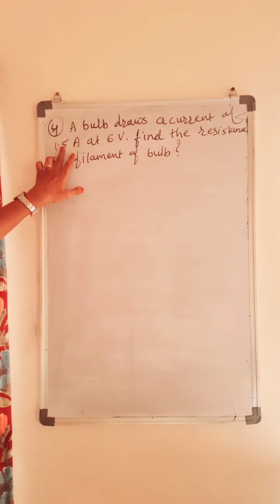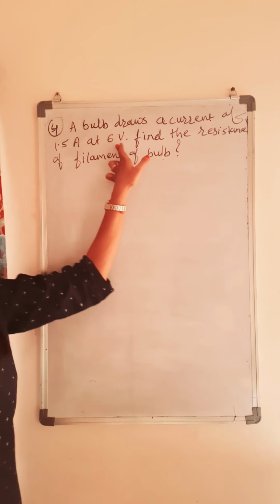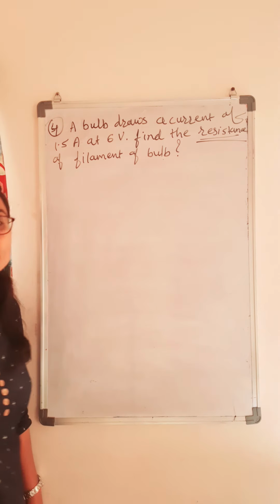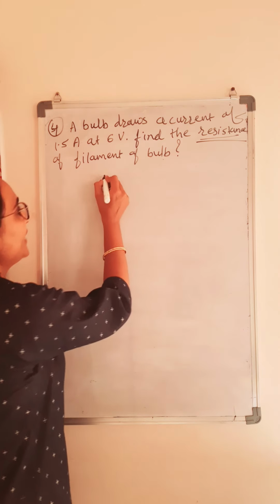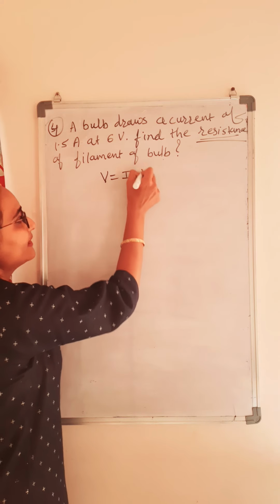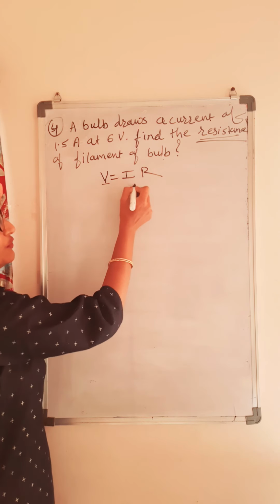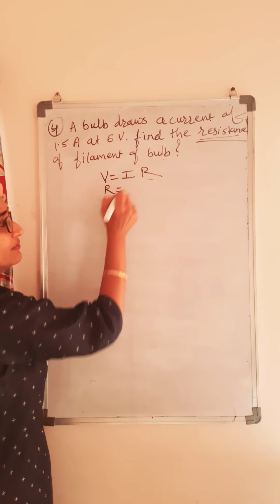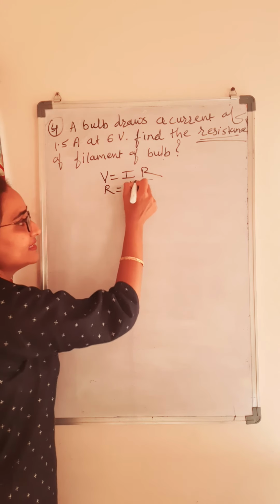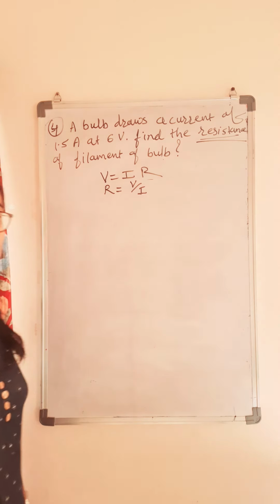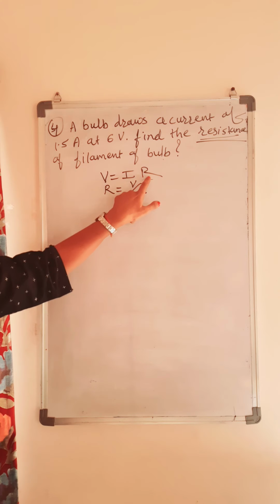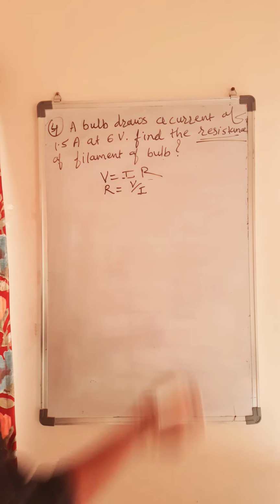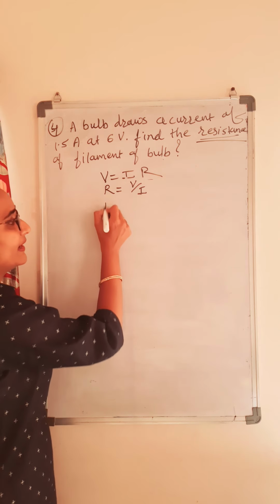Now here what is given? Here current is given, here potential difference is given. What we have to calculate here? We have to calculate resistance. So we have the formula V is equal to IR. So V we know, I we know, we have to calculate R. So what will be the formula for R? R is equal to V by I. Right? R is in multiplication, so when it comes to the other side it is division. So R is equal to V by I.